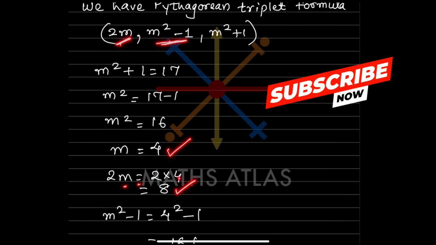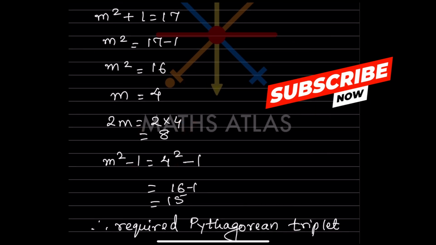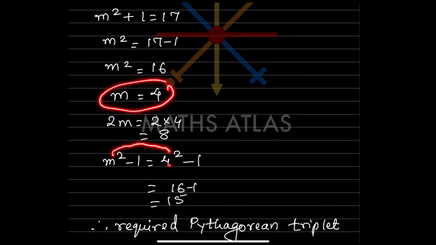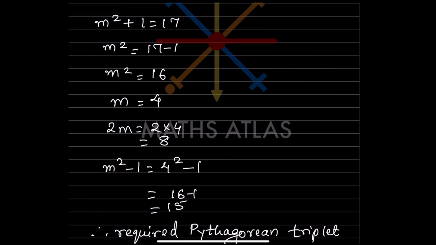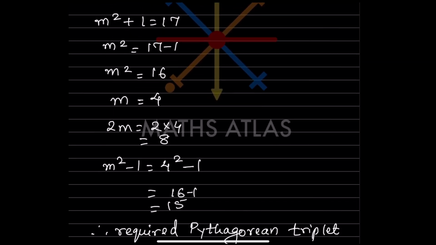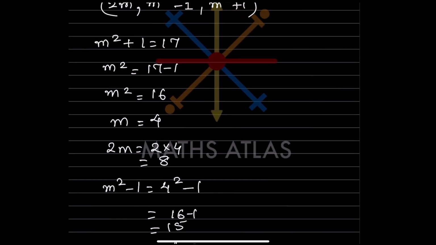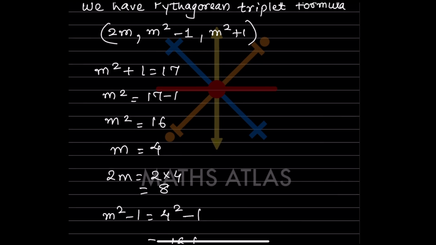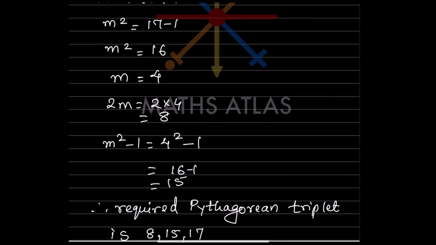Now we'll see for m square minus 1. So m square minus 1 means in place of m we are going to put 4 because we got the value as 4. So 4 square minus 1, that is 16 minus 1, that is going to be 15. So now you got all the three numbers. You know that this 17 is already given. So now 2m, we are not going to take this m. This was only to plug in the value of m.